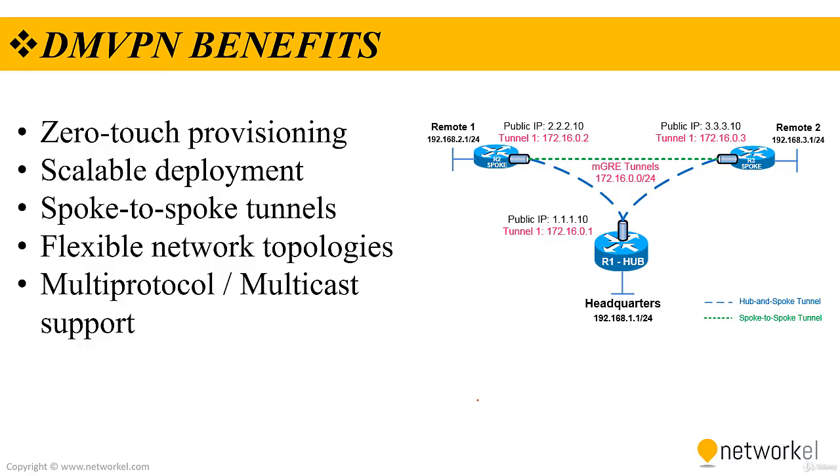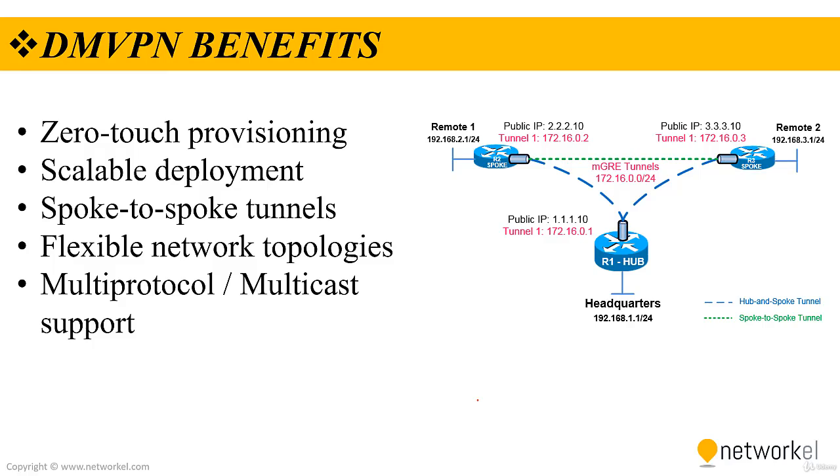And the other benefit is spoke-to-spoke tunnels. DMVPN provides full mesh connectivity while configuring only the initial spoke-to-hub tunnel. Dynamic spoke-to-spoke tunnels are created as needed and torn down when no longer needed. There is no packet loss while building dynamic on-demand spoke-to-spoke tunnels after the initial spoke-to-hub tunnels are established. A spoke maintains forwarding states only for spokes with which it is communicating.